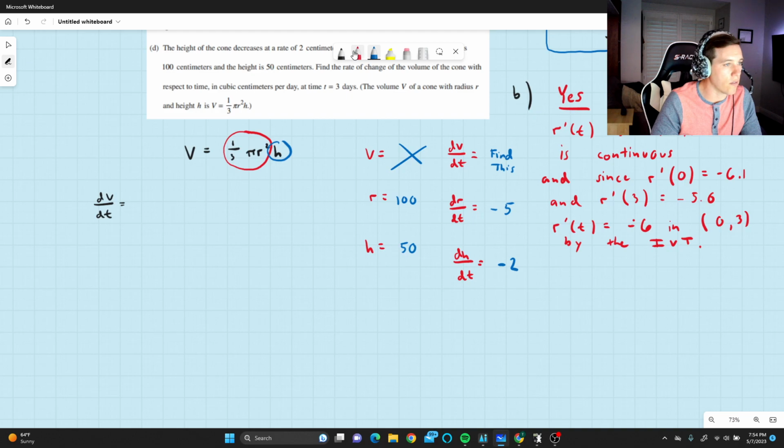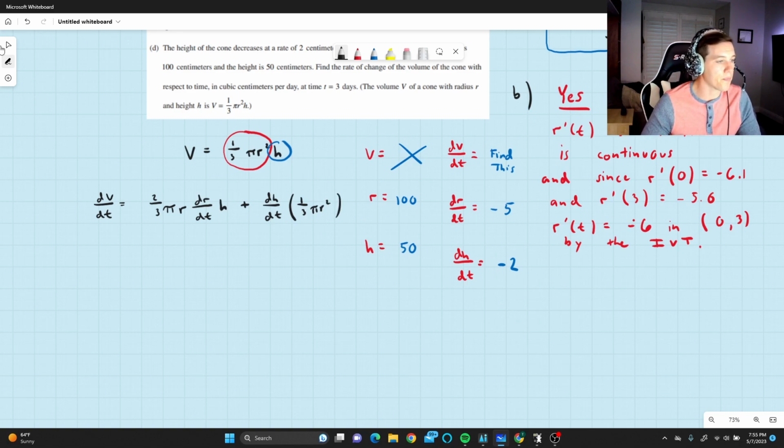Please don't forget your derivative rules when taking derivatives like this. So it's derivative of the first, so 2/3 pi r dr dt, times h, the original second, plus derivative of the second, which is dh dt, times the original first, which is 1/3 pi r squared. Plug all of this in here and you're done. Don't simplify. Plug it all in. Leave it. You're done.